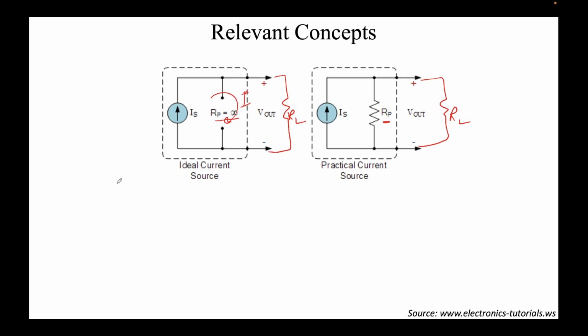The KVL expression would be that V out is equal to IS times RL. Note that I is equal to IS in this case. Since there is no current flowing through this branch, if we apply the KCL at this node, all the current which is being supplied here should go here, and thus we get I equal to IS.